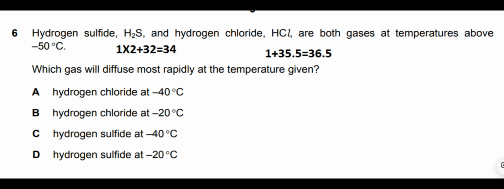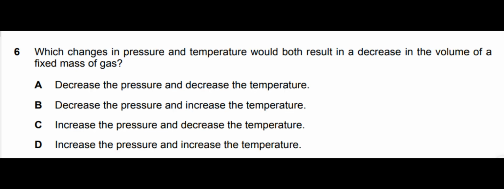So the one which is having lower MR and higher temperature is going to diffuse faster, like most rapidly. According to this information, H2S at -20 degrees will diffuse faster, and that is option D. So option D is the correct option for this question.